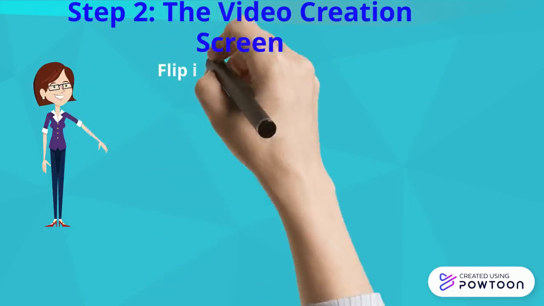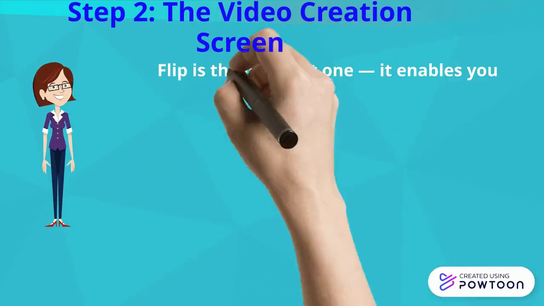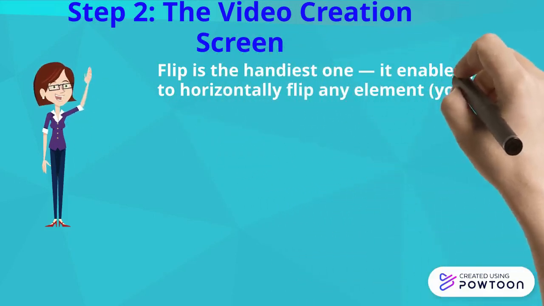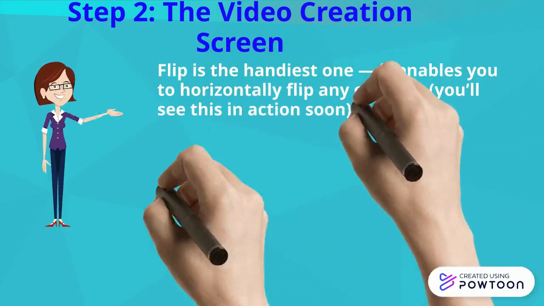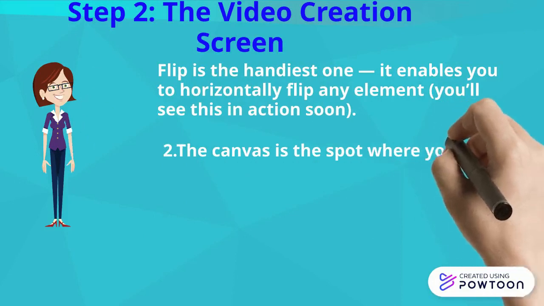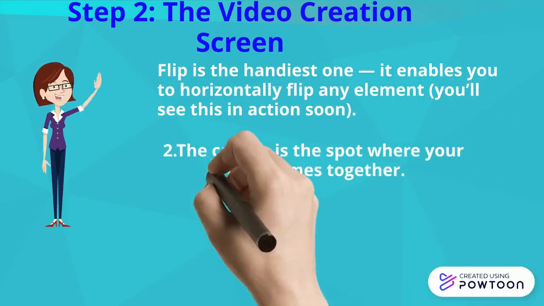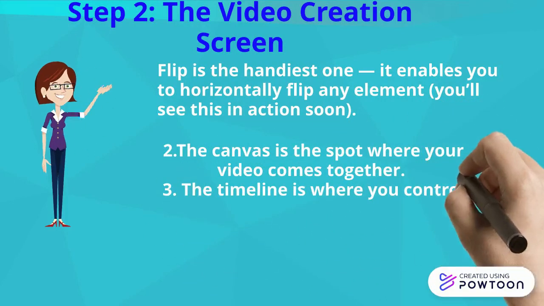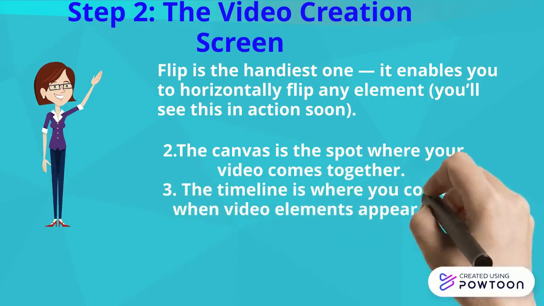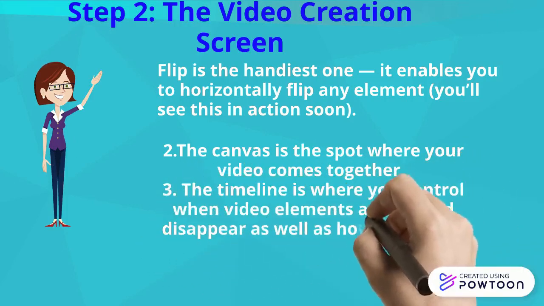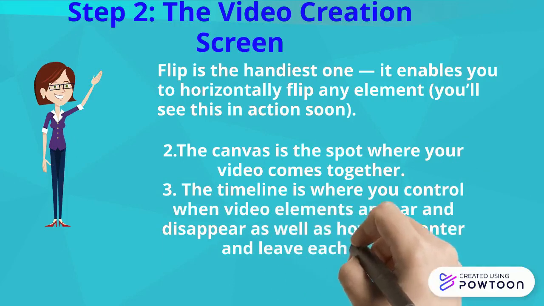Flip is the handiest one. It enables you to horizontally flip any element. Second, the canvas is the spot where your video comes together. The timeline is where you control when your video elements appear and disappear, as well as how they enter and leave each scene.